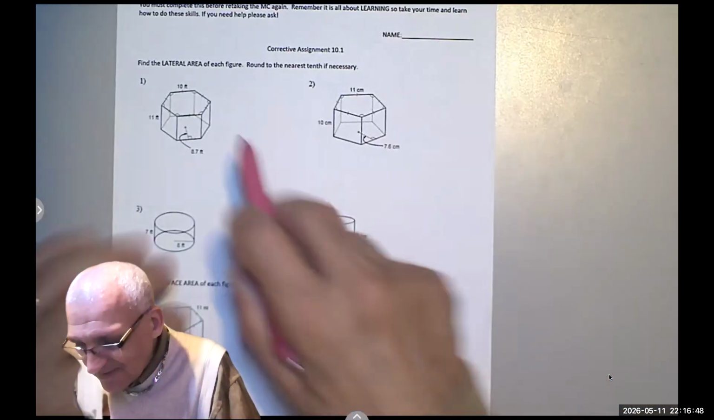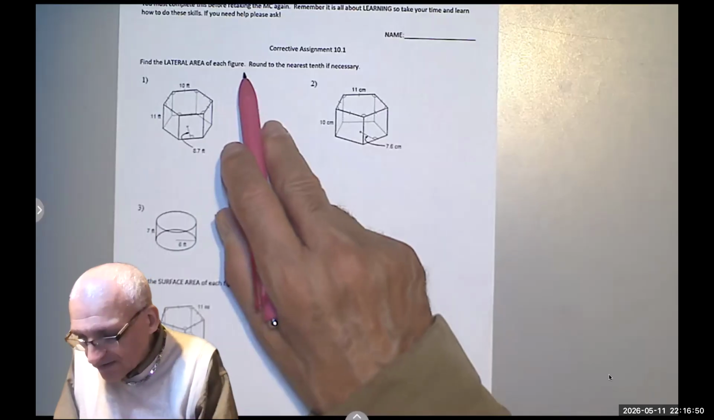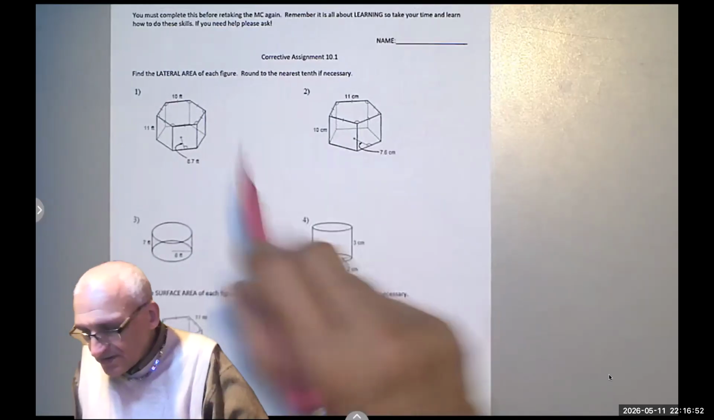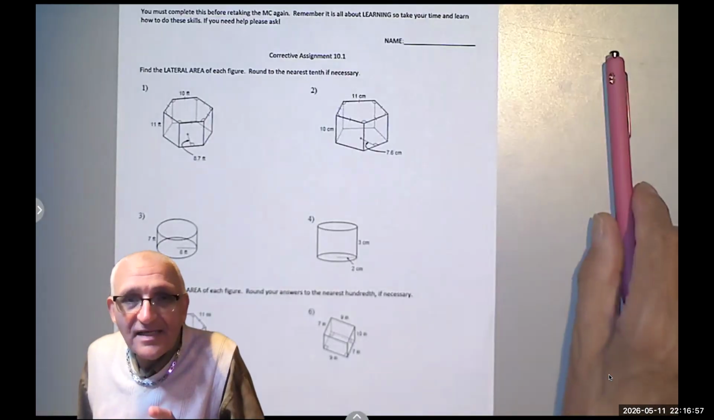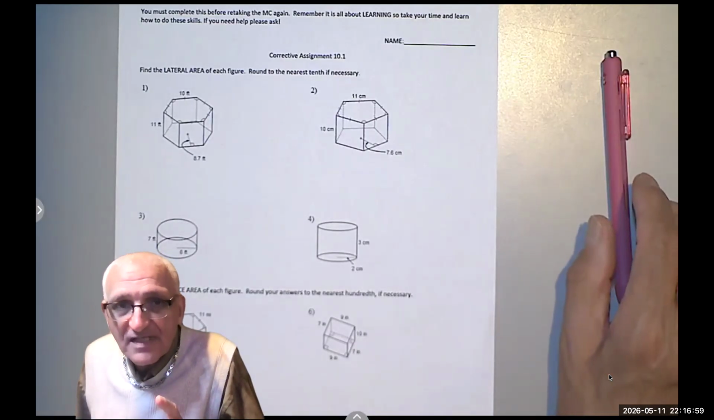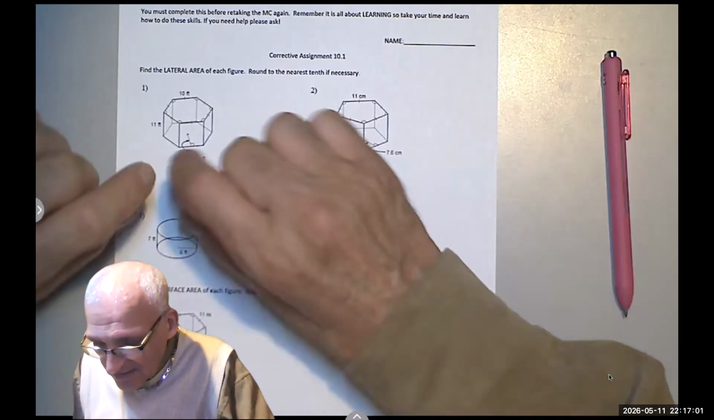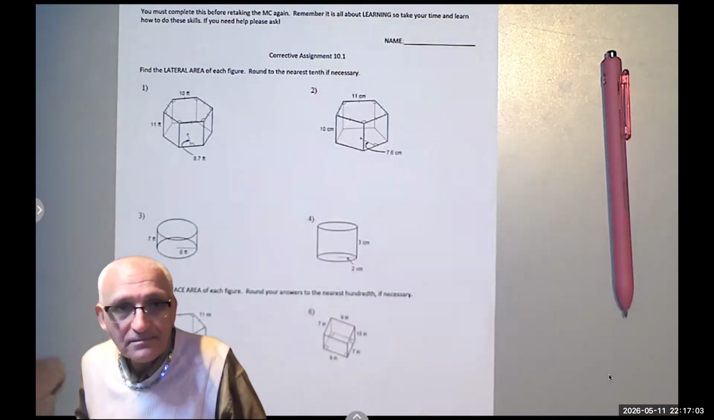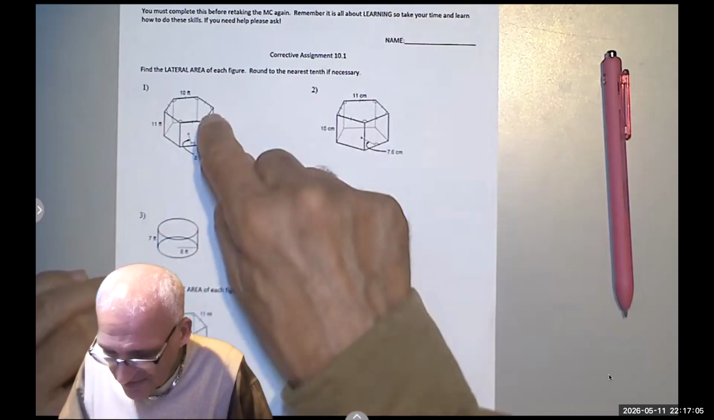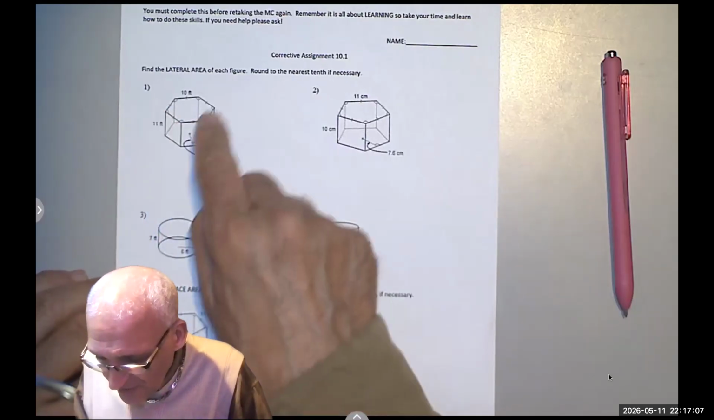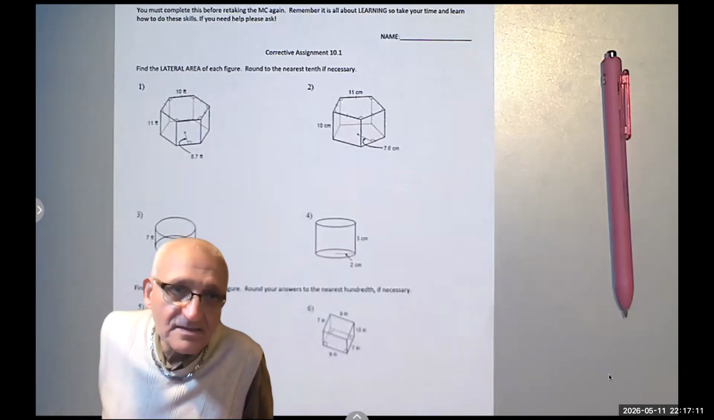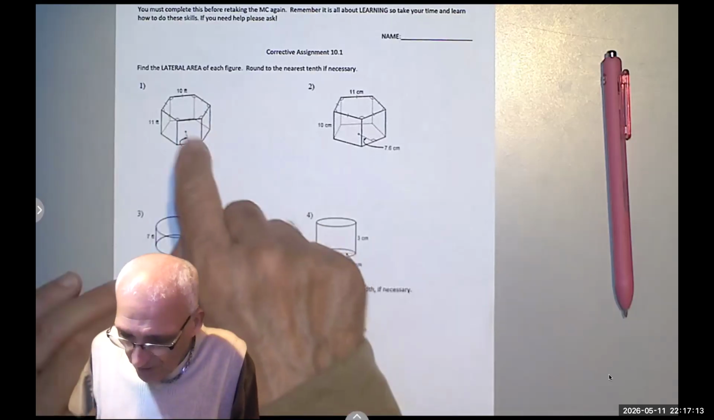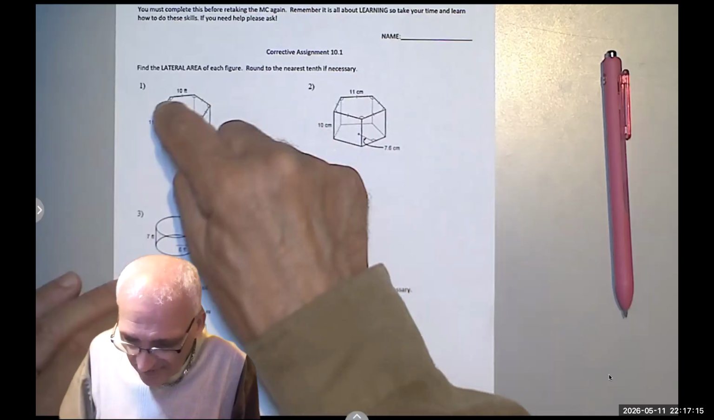It says, find the lateral area of each figure and round it to the nearest tenth if necessary. When they tell you lateral area, that doesn't mean the surface area. It means just the sides. Okay, so these faces, notice I have 1, 2, 3, 4, 5, 6. That's a hexagon. It has 6 sides. So they want 1, 2, 3, 4, 5, 6 faces.